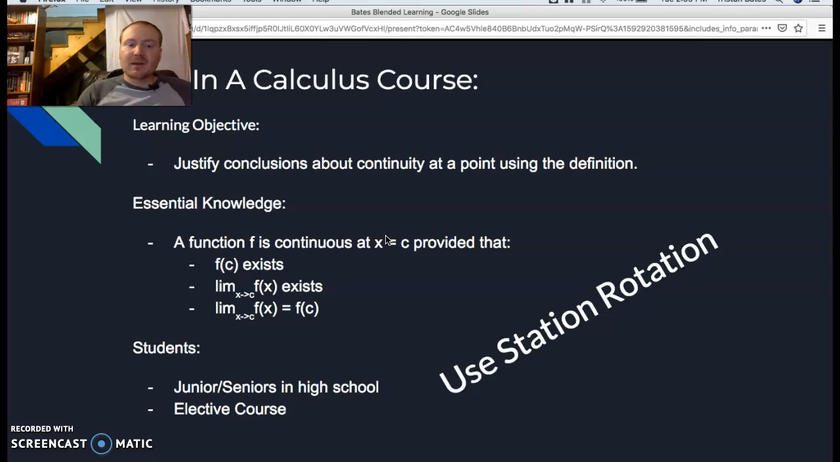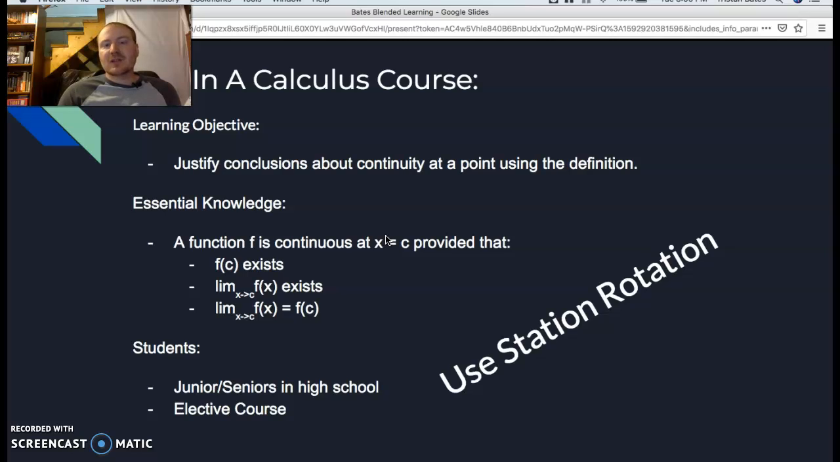So when I thought about how I could incorporate this into my classroom, what aspects of it I would want to use, I immediately started thinking about using it in calculus, and specifically when we start talking about continuity. Continuity in calculus is a very specific thing. The objective I'd have there is to justify conclusions about continuity at a point using the definition, which again is a very specific objective, because in calculus we start looking at very specific things like that.